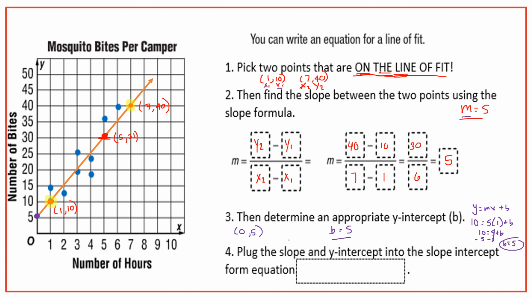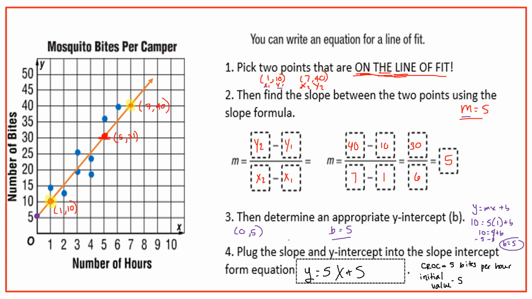So we have a slope of 5, we have a y-intercept of 5. That's everything we need to write an equation in slope-intercept form. So y equals 5x plus 5 represents the situation. So if we're going to interpret this, our constant rate of change is 5, and that means 5 bites per hour. Students are getting 5 bites per hour from mosquitoes being outside. And then the y-intercept is our initial value.